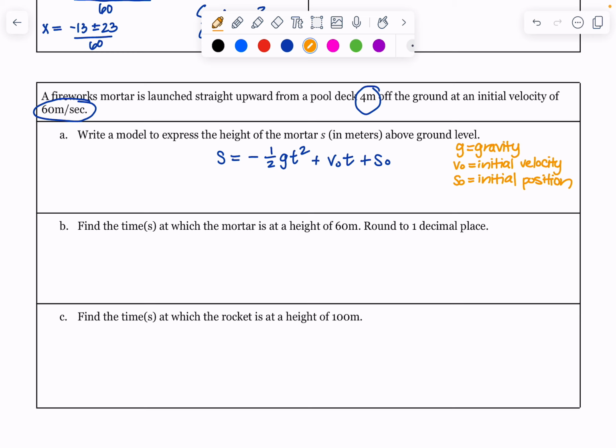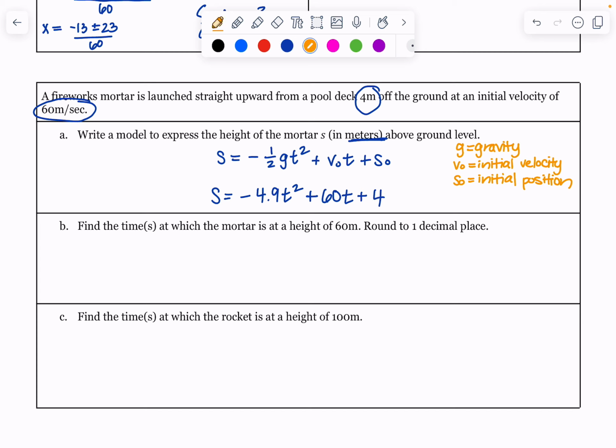Okay, great. So because this is a meters problem, our gravity is going to be 9.8. So when we plug that in, we're going to have negative 1/2 times 9.8, so that would be 9.8 divided by 2. That would be negative 4.9 t squared plus the initial velocity is 60 t plus 4.